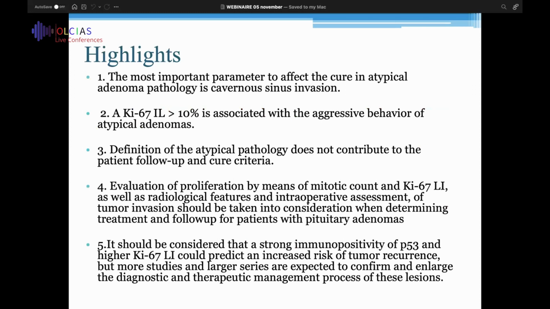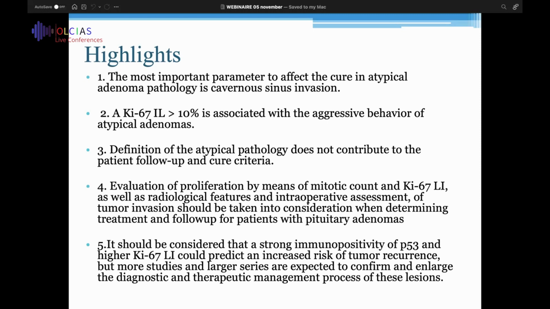I have 5 points as my highlights. The first one, the most important parameter to affect the cure in atypical pituitary adenoma is the cavernous sinus invasion. The second point, in the case of ki-67 immunolabeling, if we have ki-67 index more than 10%, here we can say that this tumor can present aggressive behavior, and we are in the case of atypical pituitary adenoma.